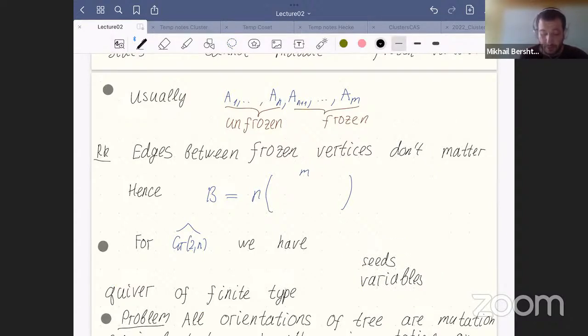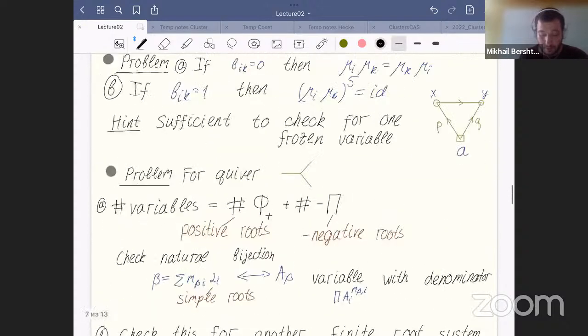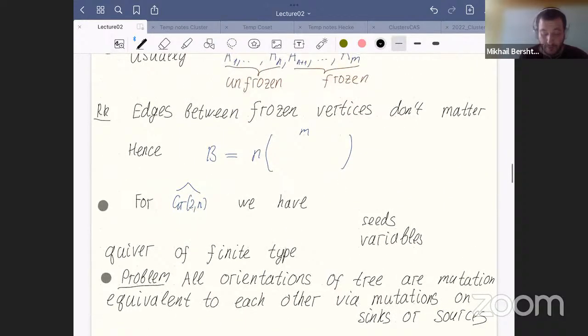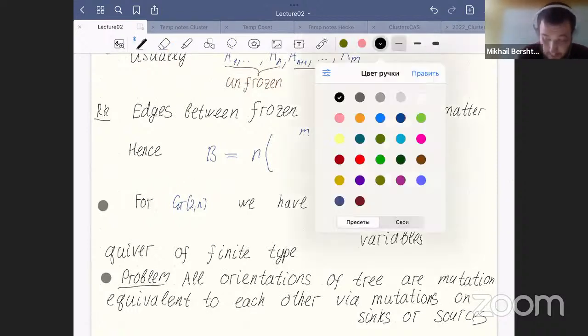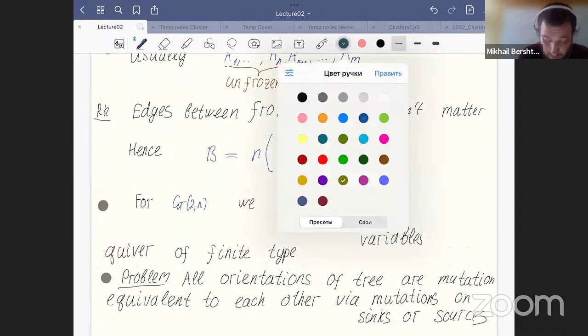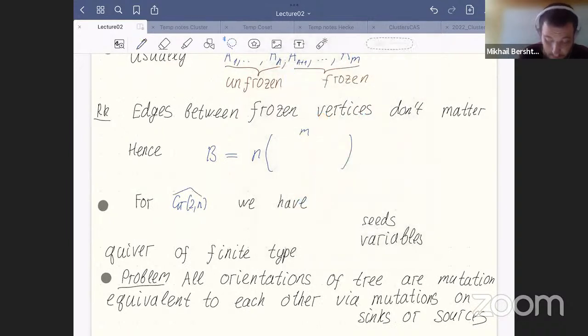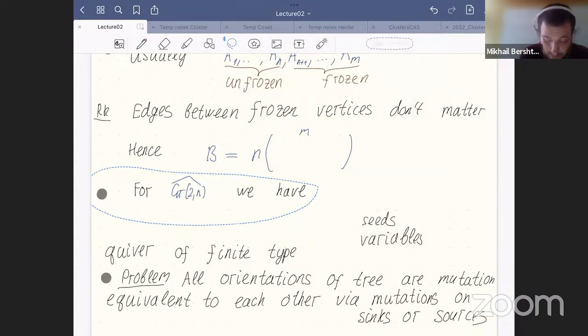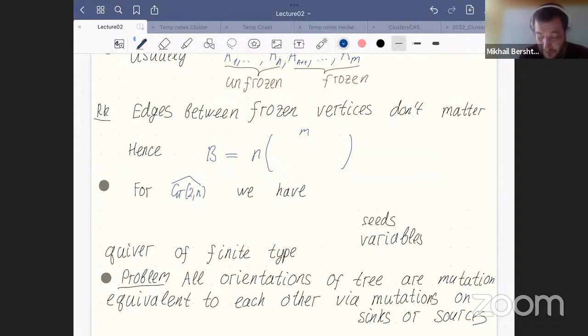So first of all, how many variables do we have? We have a triangulation of the n-gon. So we have n frozen and n minus 3 unfrozen.